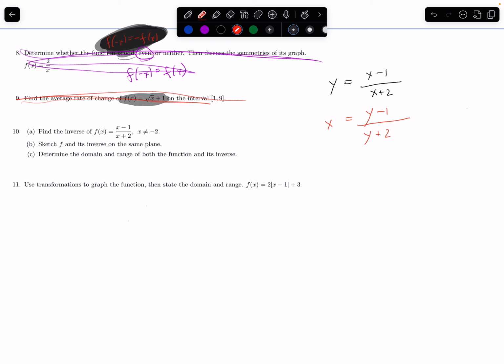Right now I'm going to solve for y. How do I solve for y? Well, I want this guy out of the denominator, so multiply both sides by y plus 2. And on the right side it's going to cancel, but on the left side it's going to be x times y plus 2.